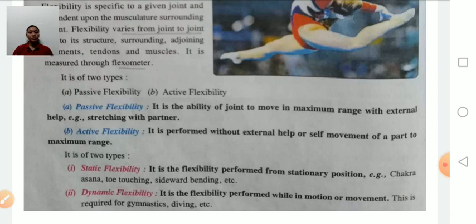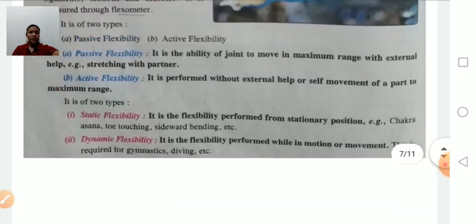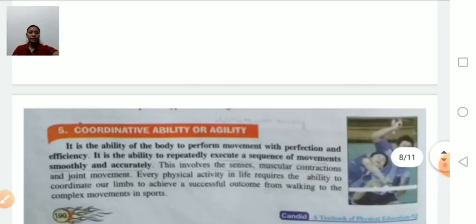And dynamic flexibility, dynamic means motion, the ability to move your joint through its maximum range while in motion. For example, during gymnastics, diving, etc. Stretching your joint while in motion. These are the types of flexibility.